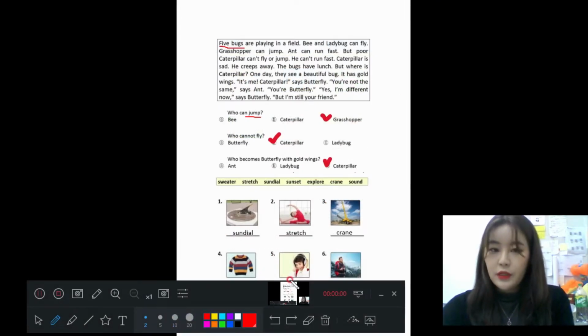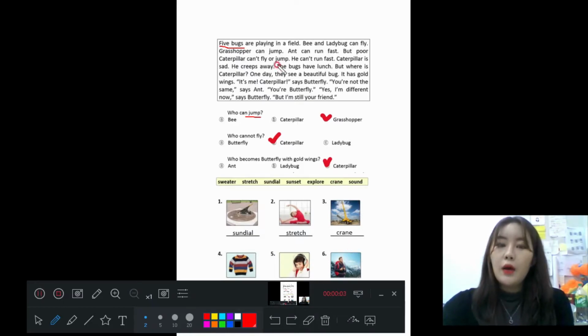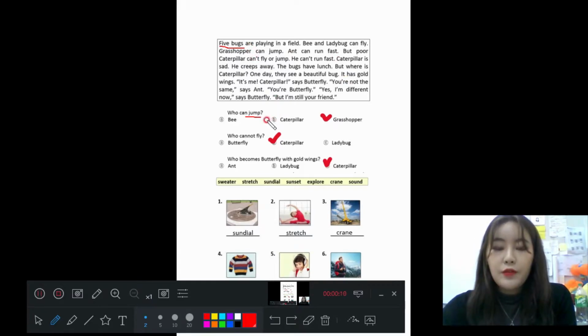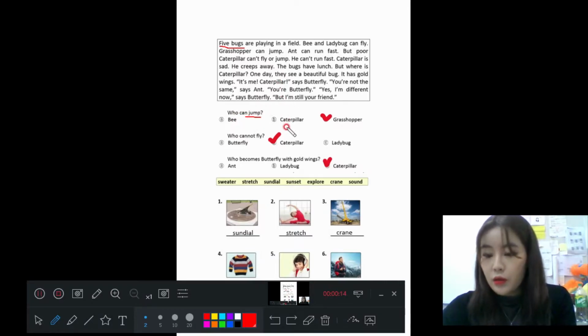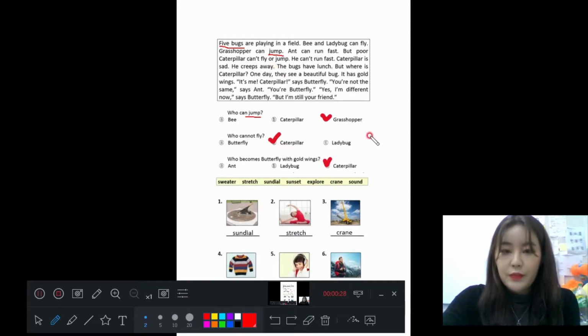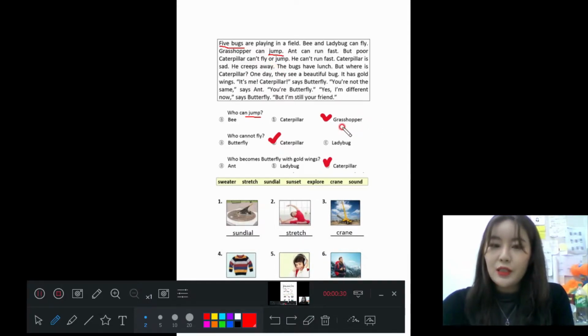Alright, let's move on to the second passage. Now, there is a story that is related to the bugs, right? Insects. And we have to find the bug that can jump here. So, we're gonna go look for the word jump. Jump, I see here. And who can jump? The grasshopper can jump. What was the grasshopper? Do you guys remember? Yes, very good, 메뚜기. So the answer is going to be C for the first question.